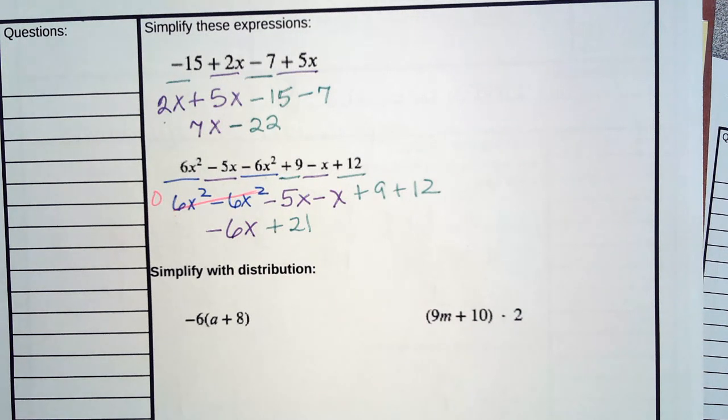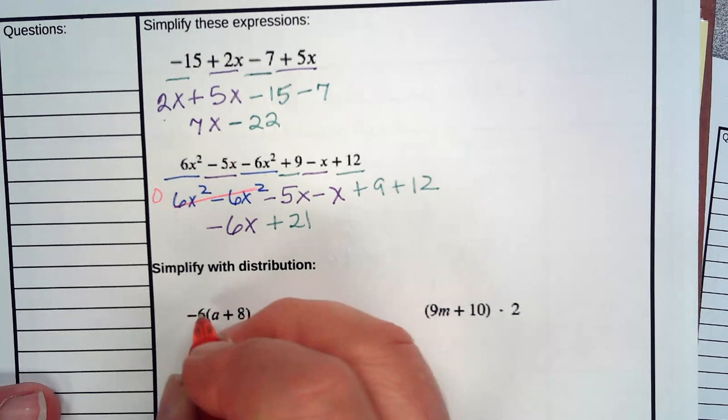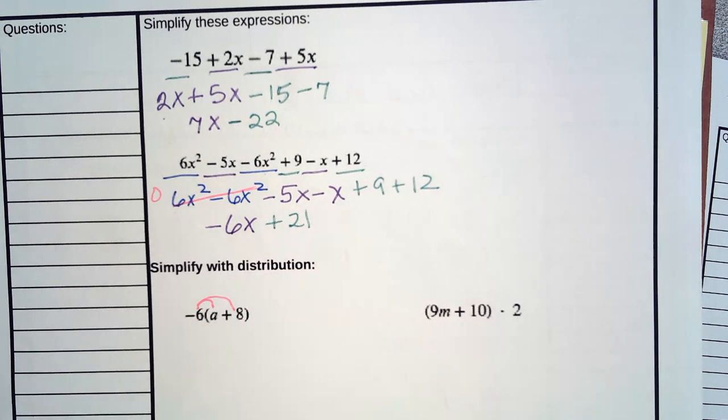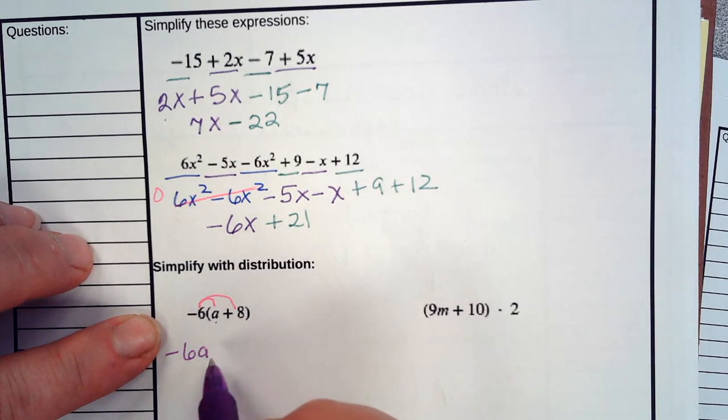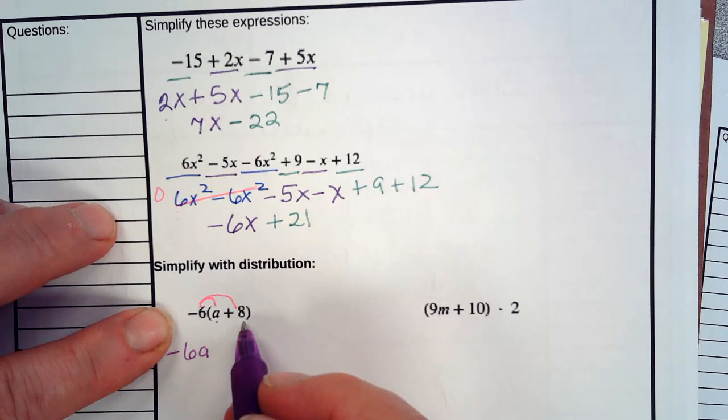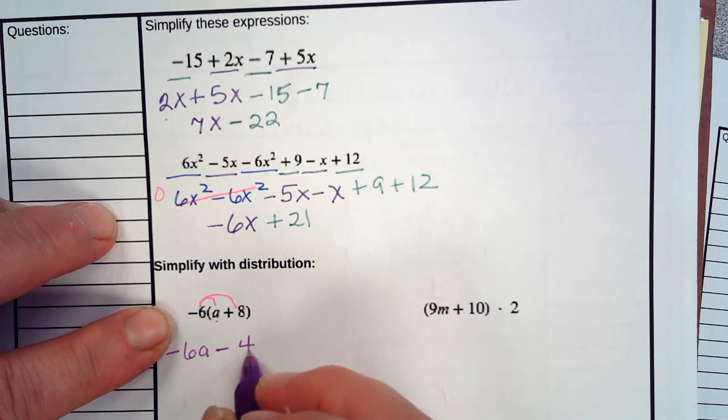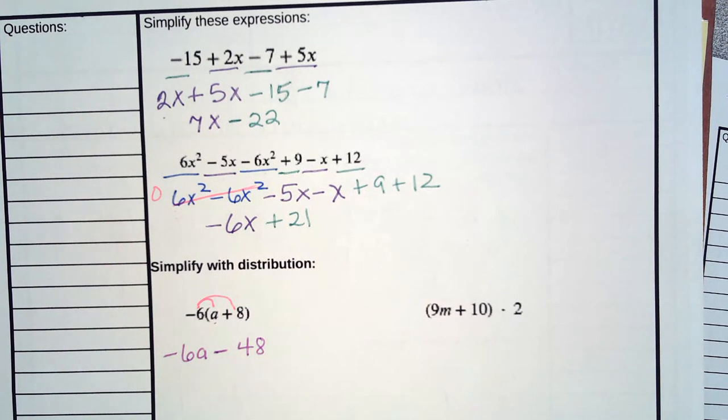Now, to simplify expressions, sometimes you use distribution. If we're using distribution, we have to remember to draw our lines so we distribute whatever's on the outside of the parentheses to everything inside the parentheses. Negative 6 times a is negative 6a. Negative 6 times positive 8 is negative 48. Does it matter where the number is, whether it's on the right side or left side of the parentheses? No, you still do the same thing.